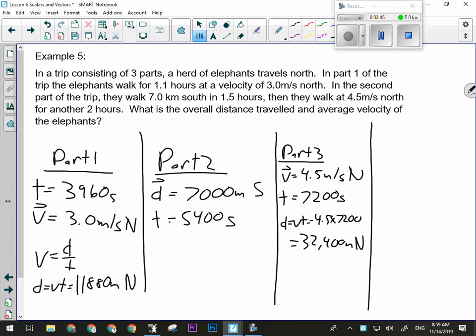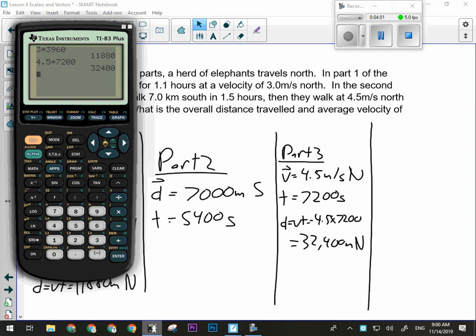I want to calculate the total distance walked by the elephants. Does direction matter for that? No. I just need to know how far they walk. So what do I do with the 3 Ds? Add them up. So that'll be 11,880 plus 7,000 plus 32,400. All right, so they walk 51,280 meters. That's their total distance traveled.